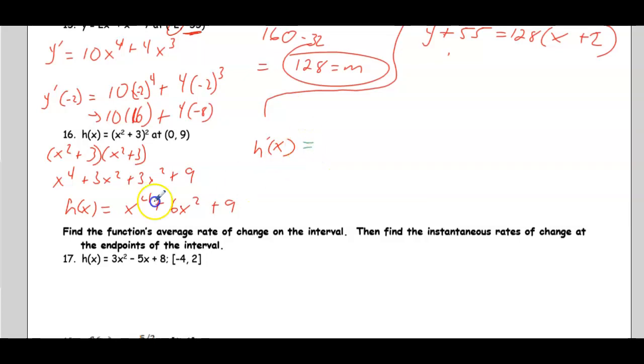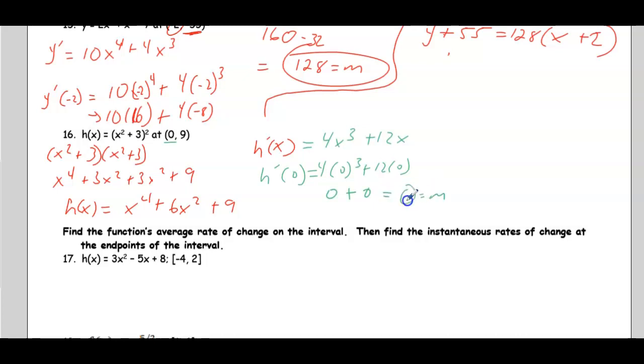So this will give us 4x cubed. This will give me 12x. And the derivative of a constant is zero. Now remember, we've got to plug in our x value. So that's 0. H prime of 0. 0 times 0 is 0, and 0 times 12 is 0. So it equals 0. So this is my slope.